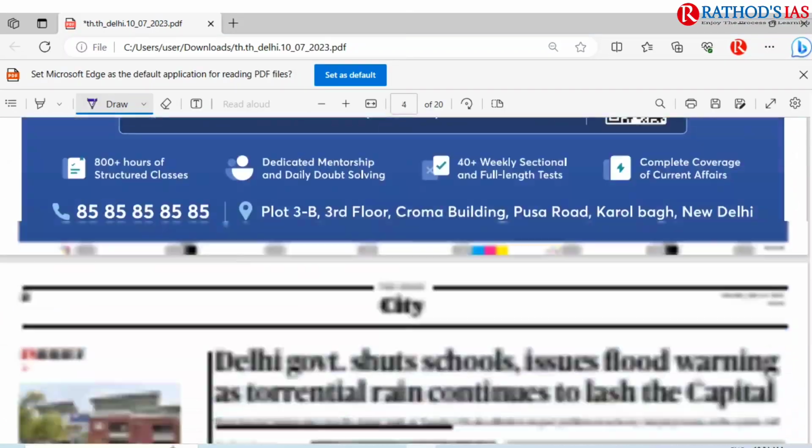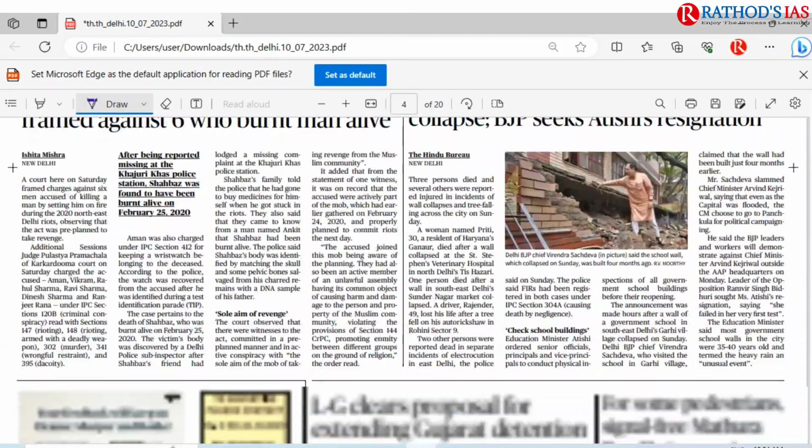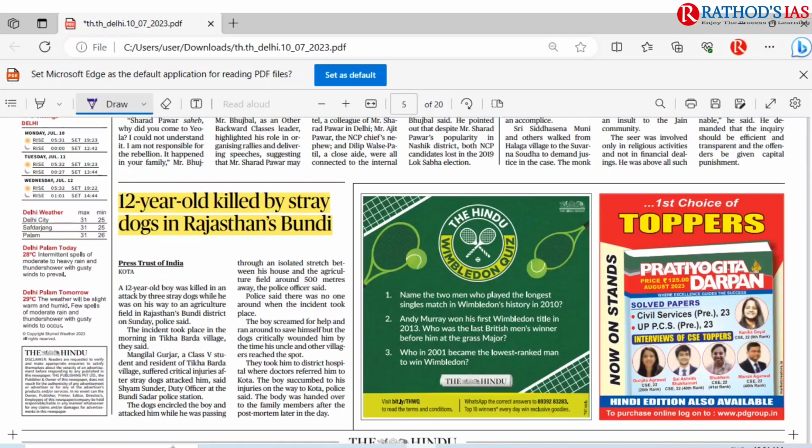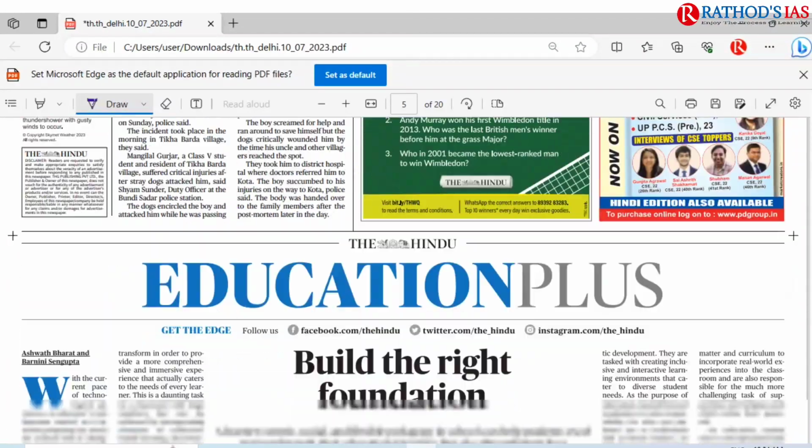Okay, and if you move on to the city page, there is nothing much important. Here you can see 12-year-old killed by stray dogs in Rajasthan's Bundi, and for the students who are going to write this year, there will be a case study regarding the stray dogs. So if you are a municipal commissioner, how can you address this issue? So there will be a case study, so please be prepared with that.